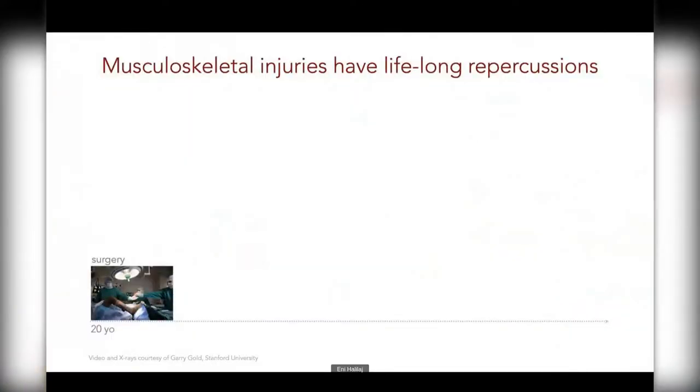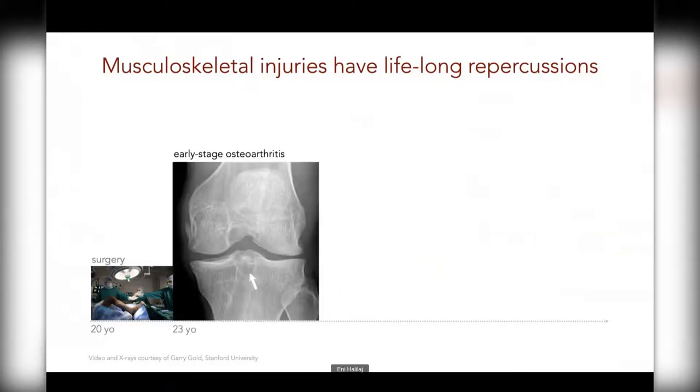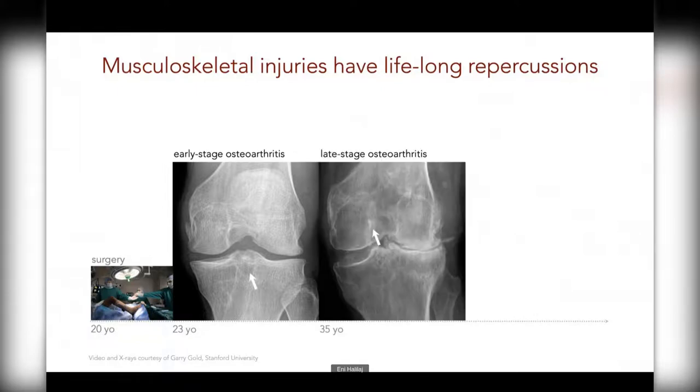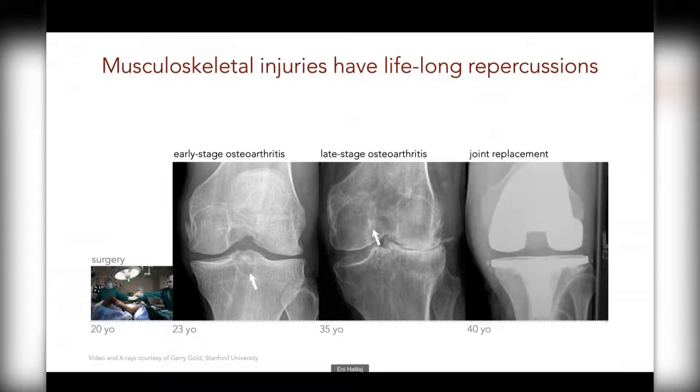So here it is. At the age of 20, this patient had an ACL reconstruction surgery. At 23, he was diagnosed with early stage knee osteoarthritis, or OA. At 35, he had late stage knee OA. And by 40, he would have needed a knee replacement.